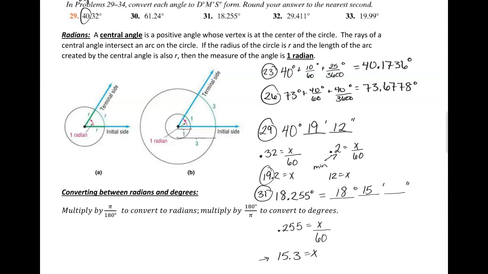So now we've taken that decimal and we've converted this into minutes. Now I've got to convert that 0.3 into seconds. I know there are 60 seconds in 1 minute. So I'm going to take 0.3 and multiply it by 60. I'm solving that little mini equation that I set up there. And that's going to give me 18 seconds. So there's our conversion.